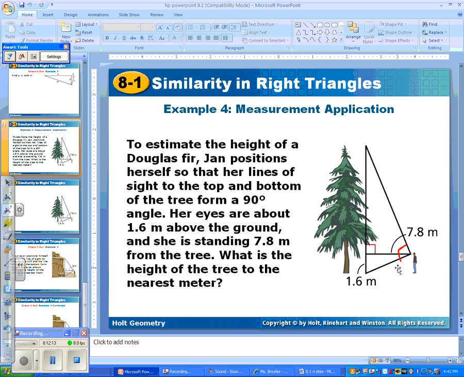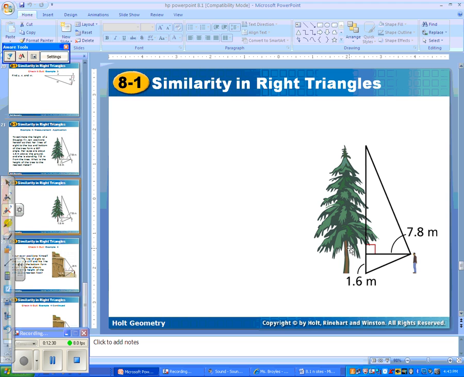Her eyes are about 1.6 meters above the ground, which means she's about 1.6 meters tall, and she's standing 7.8 meters from the tree. And that makes a right angle, right? So what's the height of the tree to the nearest meter? So we want to figure out how tall that, really the hypotenuse, is. Okay, so again, our whole purpose is to figure out the height of this.